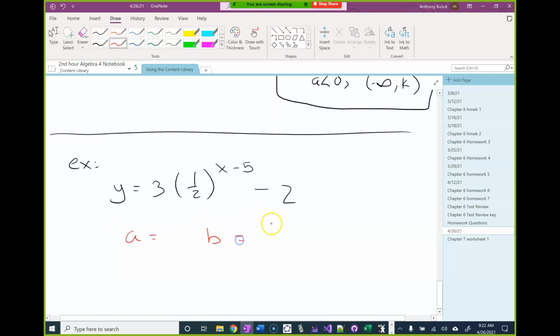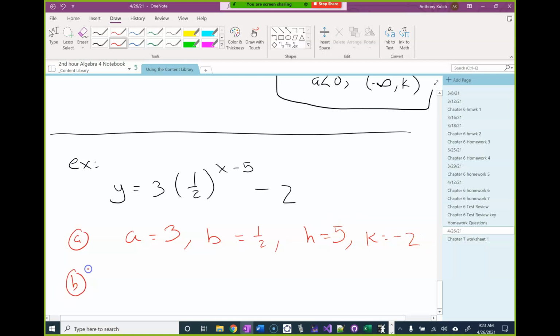So first thing, our values for A, B, H, and K. What's our value for A? 3. What's our value for B? 1. What's our value for H? It is 5. And our value for K is -2.